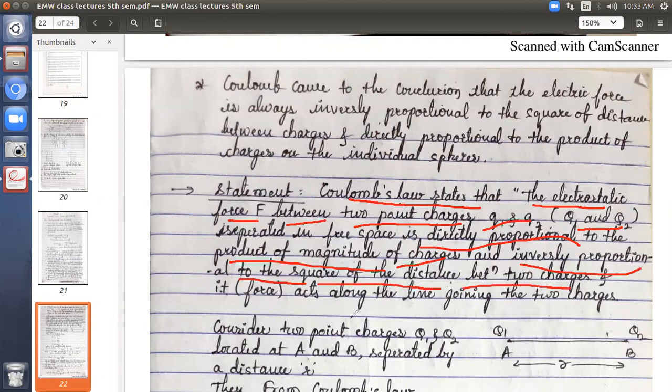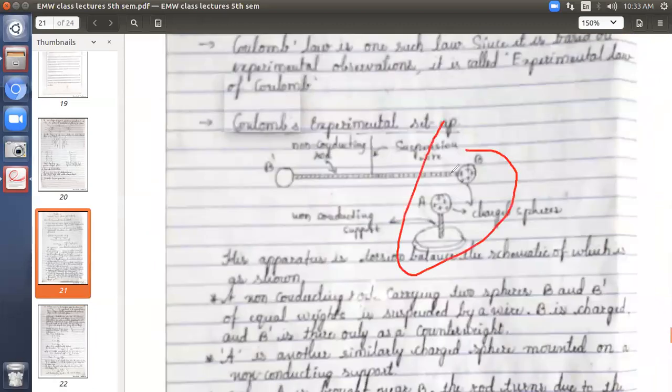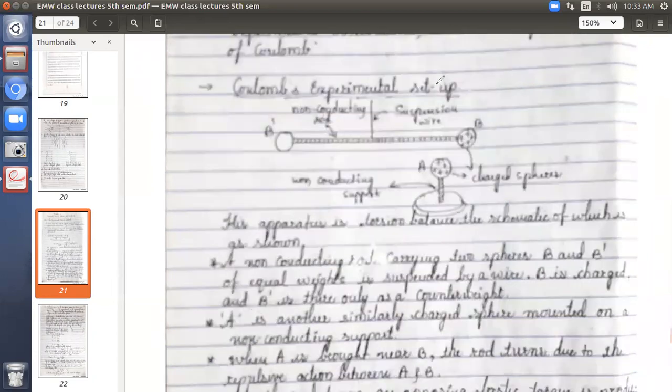Okay. And as force is a vector quantity, direction is very important. So here also, whatever force exists, either attractive or repulsive, the direction of that force is important. So the direction of force, that is, it acts along the line joining the two charges. So this is the statement of Coulomb's law. Now, by considering two charges, just like this, and some separated distance between them, we'll try to get the equation.